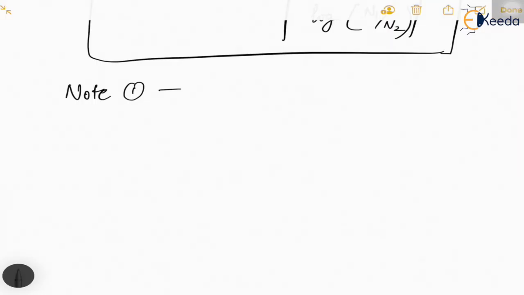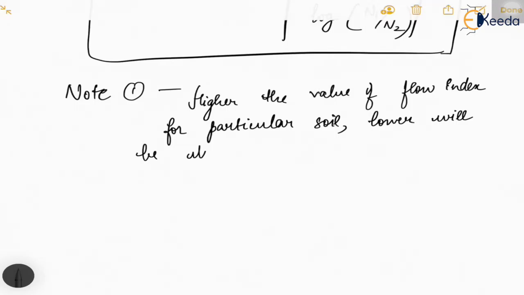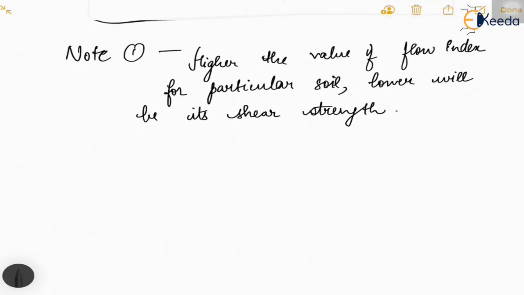So the first note which we need to take here is that higher the value of flow index for a particular soil, lower will be its shear strength. Okay, next note we need to take here.